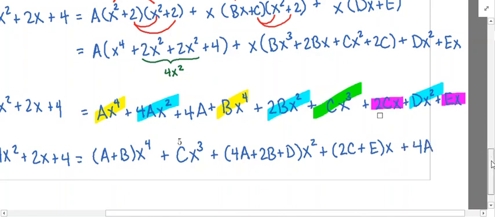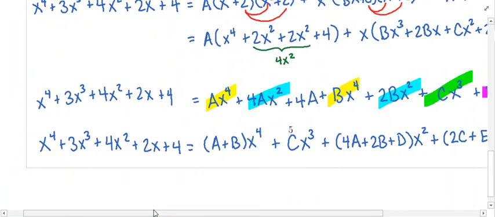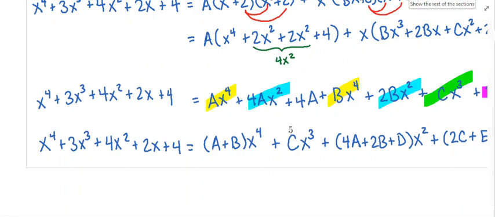Okay, and now we equate. I need to equate the numbers on both sides of the equation in front of the x to the fourths, the numbers on both sides of the equations in front of the x cubes, and so on. Okay, that's going to give me a system of equations. I'm obviously out of room, so I'm going to do this on the next page.